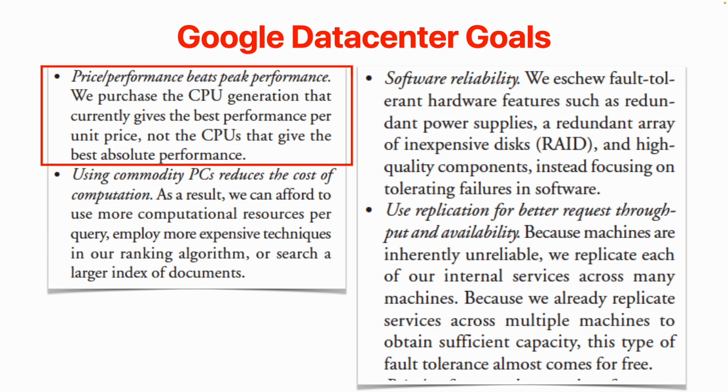So Google is not a company that provides customer service. It's never a company that considers customers as its top priority. They consider money as their top priority. That's about Google, right? So not the CPU that gives the best absolute performance. And the second principle they use is to use commodity PCs to reduce the cost of computation, right?